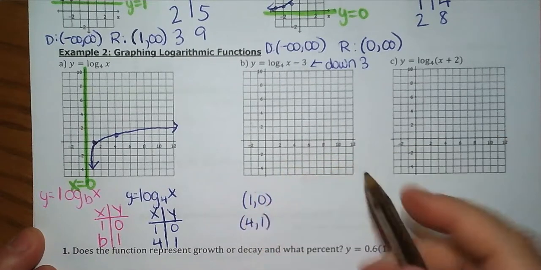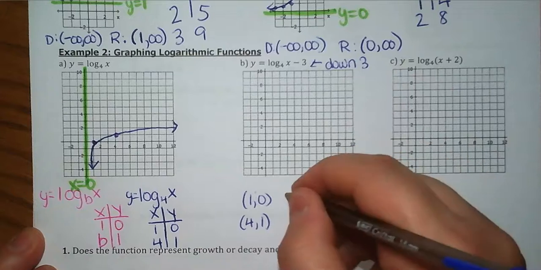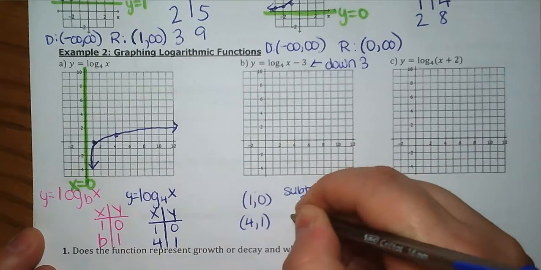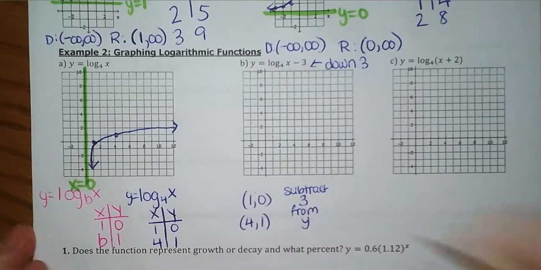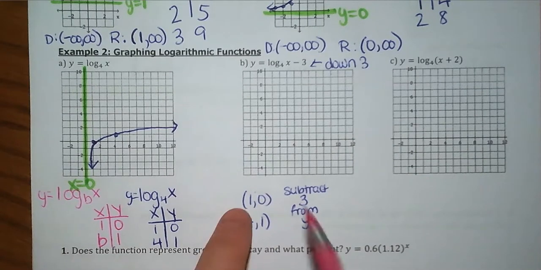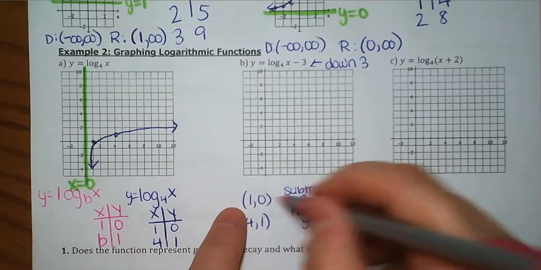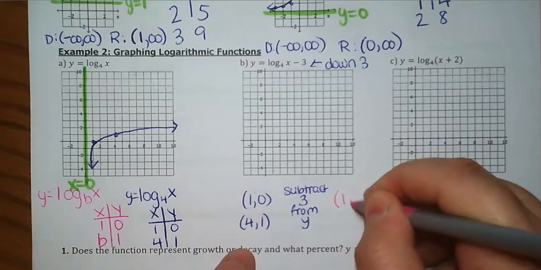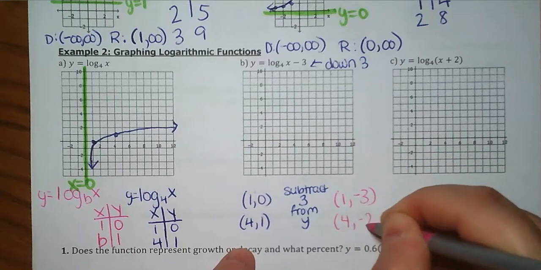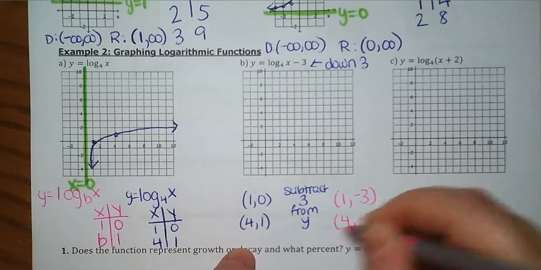If I'm going to shift down 3, all you're going to do is subtract 3 from the y coordinate. If you move up or down, you're going to subtract or add from the y coordinate. If you move left or right, we'll do that in the next question. So this shifted down is going to convert these 2 points to be 1, -3, and 4, -2. I'm sorry. Yes.